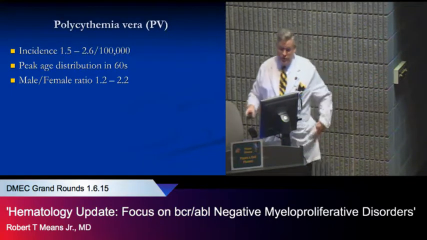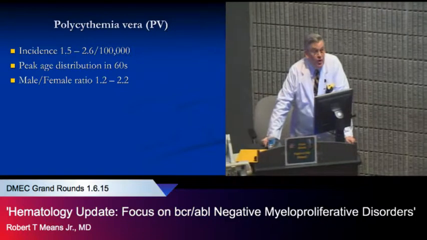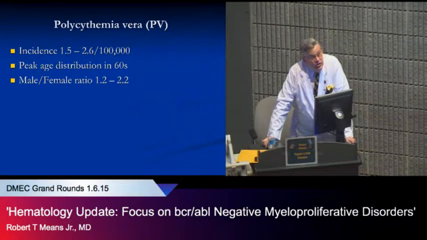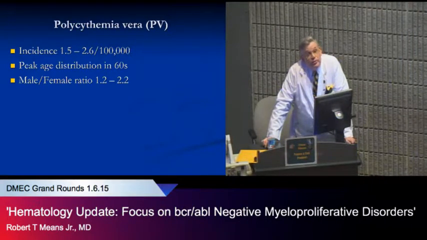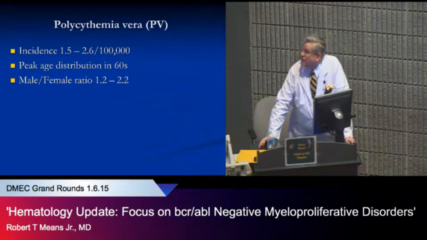So polycythemia vera. Polycythemia vera is in many ways sort of the hallmark BCR-ABL negative myeloproliferative disorder. You see it about 1.5 to 2.5 per 100,000. It peaks in age distribution in the 60s. The male to female ratio shows a slight male predominance.